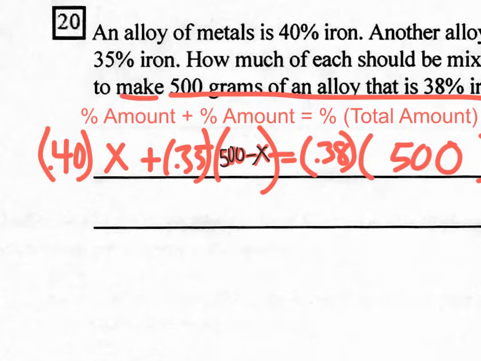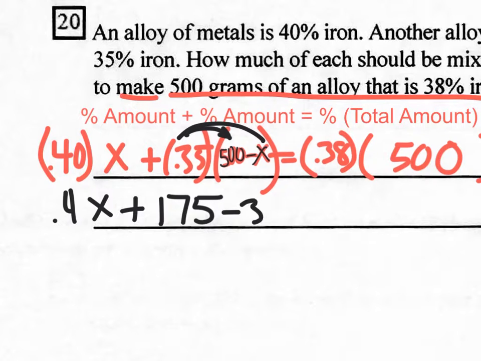So 0.40 times X is 0.40X, or just 0.4X. With the calculator, go 0.35 times 500. 0.35 times 500 is actually 175. And then when we go 0.35 times negative X, that's going to be a negative 0.35X. Bring down the equal sign. And on the right side, you have 0.38 times 500. You actually get 190. I hope everybody is following along and agrees with me.